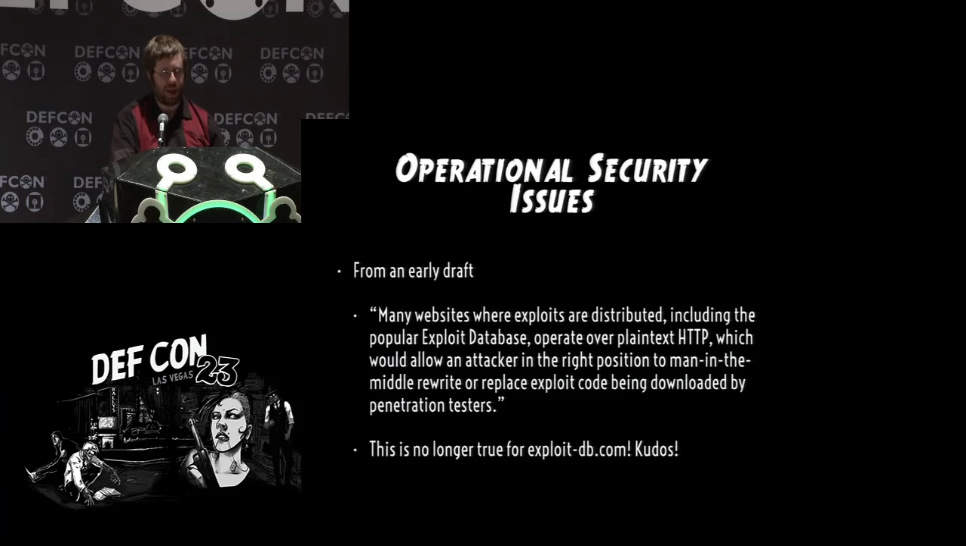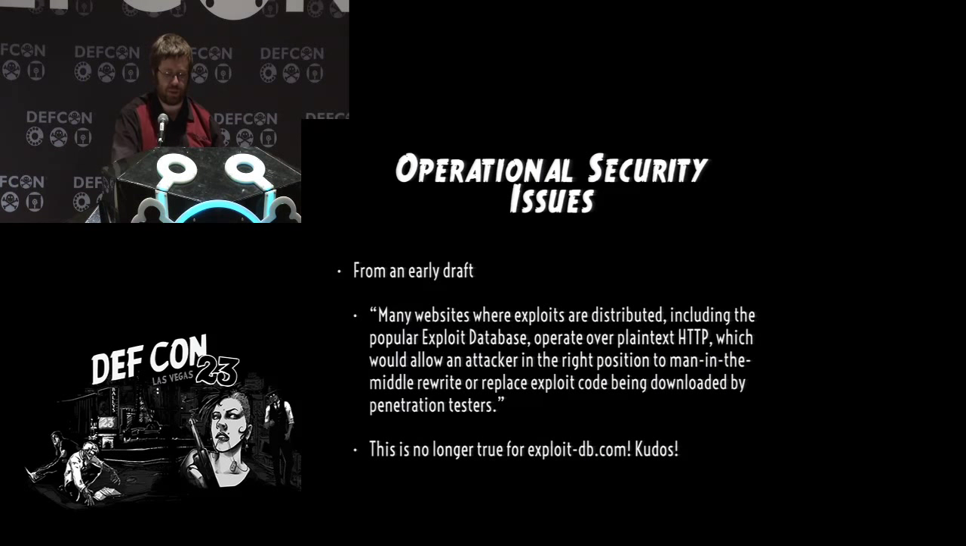From an early draft of the paper that I submitted for this, at the time when I wrote it, ExploitDB, the most popular way to get standalone exploits, operated over plain HTTP normally. The way Kali pulled updates for it was over plain HTTP. So a man in the middle could rewrite and replace that code, but that is no longer true. You go to ExploitDB now, it's HTTPS by default. As far as I can tell, I haven't played with Kali 2 yet, but the most recent Kali scripts seem to pull down updates over the apt servers. That was a lot more secure than just running a bogus script that pulls over HTTP.